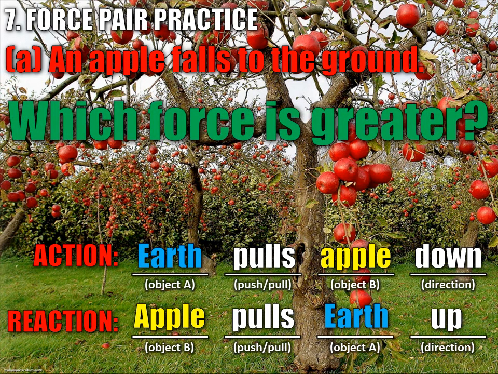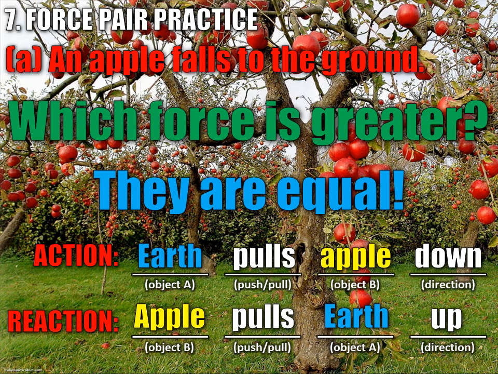So which force is greater? Newton's third law says they're equal. So why is it the apple moves and the earth doesn't even budge? If the apple's being pulled equally to how the apple pulls the earth, why don't we see the earth move? The reason is because the earth has a huge mass. So that force, which was strong enough to pull the apple down, isn't nearly strong enough to pull the earth up in any noticeable amount. The forces are equal.